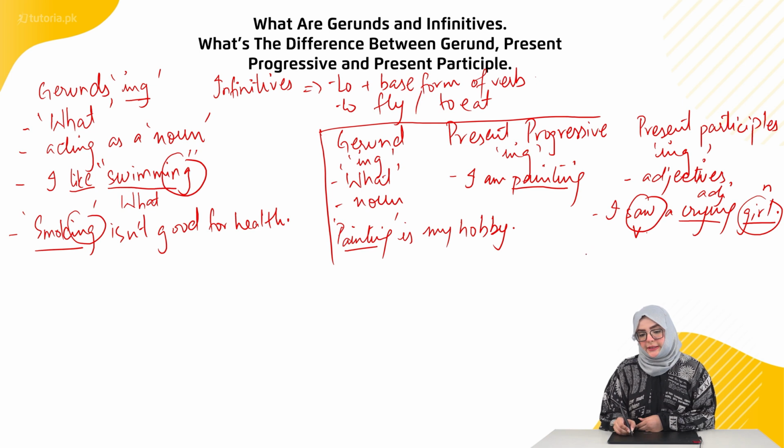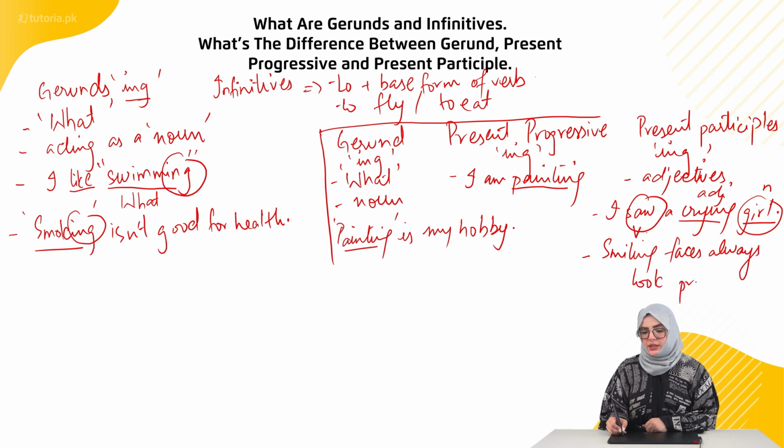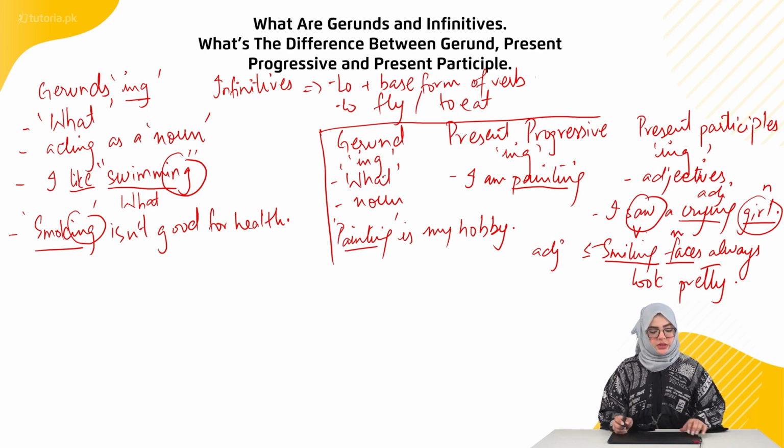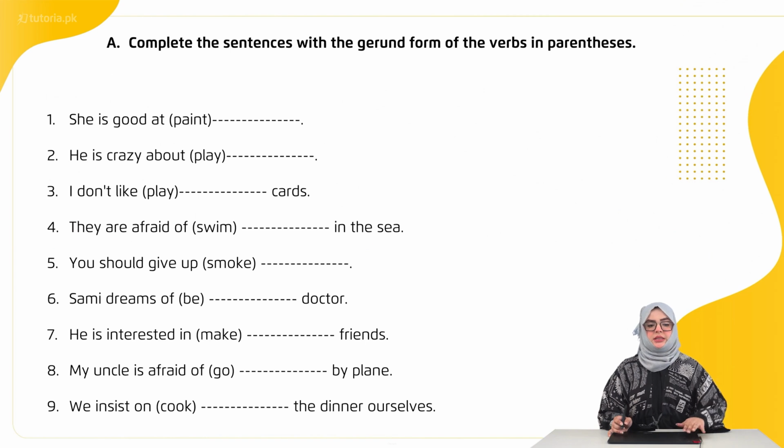एक और एग्जाम्पल ले लेते हैं इसकी. Smiling faces always look pretty. अब यहाँ पे भी फेसेस जो है वो नाउन है और ये स्माइलिंग जो है ये ना ही जेरेंड के तौर पे आ रहा है बिकॉज इट्स नॉट आंसरिंग व्हाट, ना ही ये प्रेजेंट प्रोग्रेसिव वर्ब के तौर पे आ रहा है बिकॉज दिस इज नॉट एनी एक्शन विच इज बीइंग परफॉर्म्ड हियर. इट्स सिंपली प्रेजेंट पार्टिसिपल. इट्स एक्टिंग एज एन एडजेक्टिव विच इज क्वालिफाइंग द नाउन फेसेस ओवर हियर. So I hope the difference is clear to you. Let's move on to its exercise now.